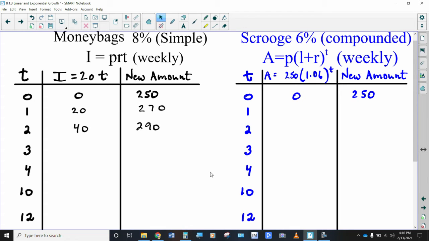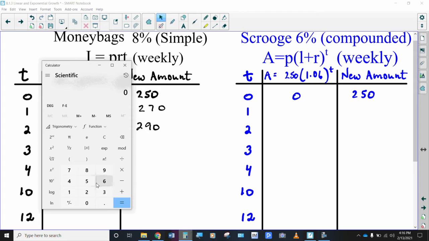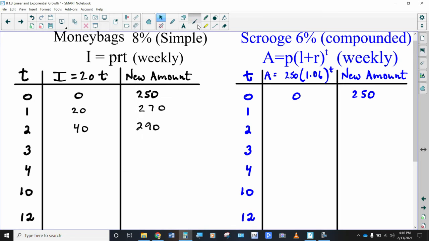And in 1 week, that would be 1.06 raised to the first power, and it's just going to stay the same, right? Then multiply that times $250, and that dollar amount is $265. So that means we're going to have to do this in reverse.